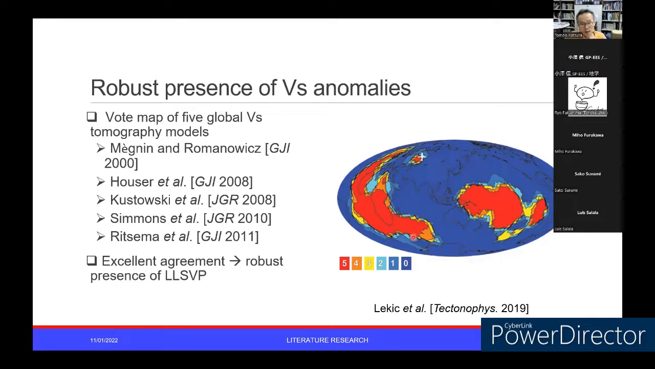You can see the red parts and blue parts are almost exclusively present, and for example, the yellow or cyan parts, where half of the studies indicate low velocity and the other half do not, are quite narrow. Therefore, the presence of LLSVP is considered very robust. It is a robust feature of the lowermost mantle.